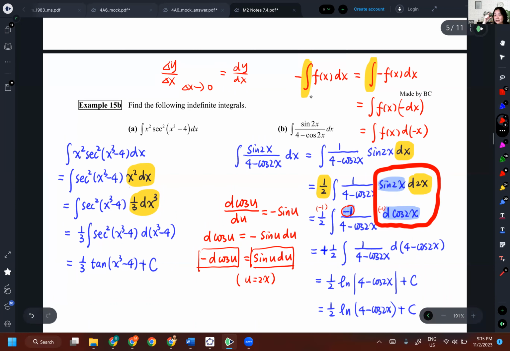Dy over dx is a fraction, but not a normal fraction. It's the limit of a fraction. This one is a multiplication, but not a normal multiplication. It's the limit of multiplication. So where you put the negative sign, I think it can be anywhere. Not here, or here, or here, or here. 4 different places, all the same.